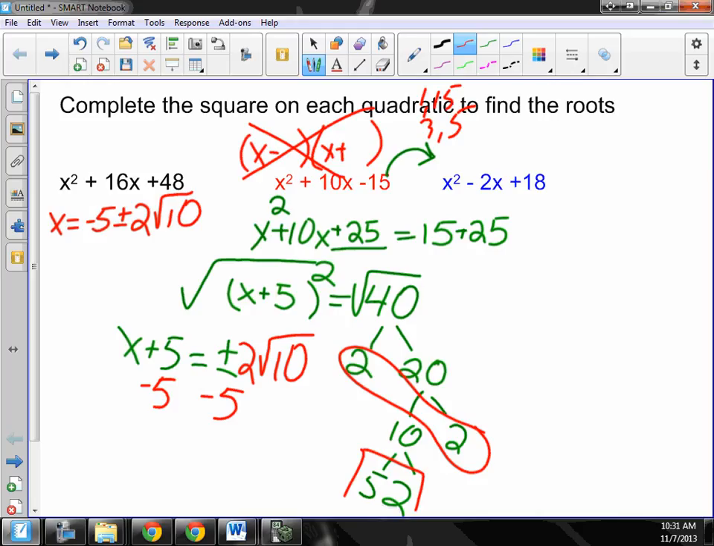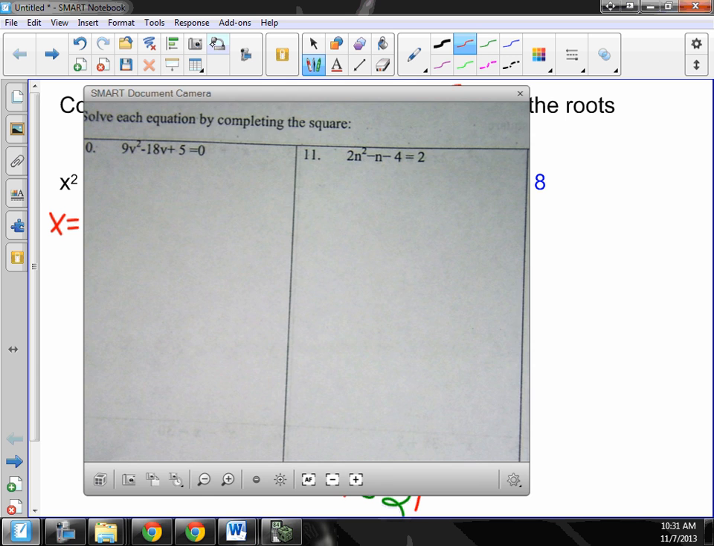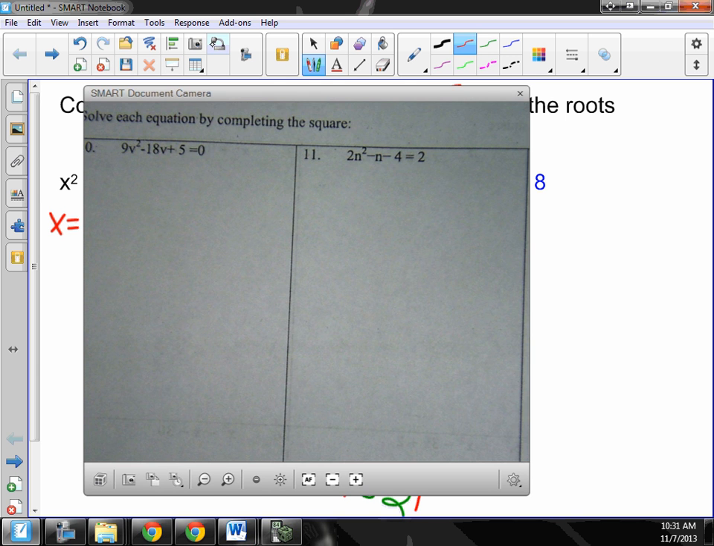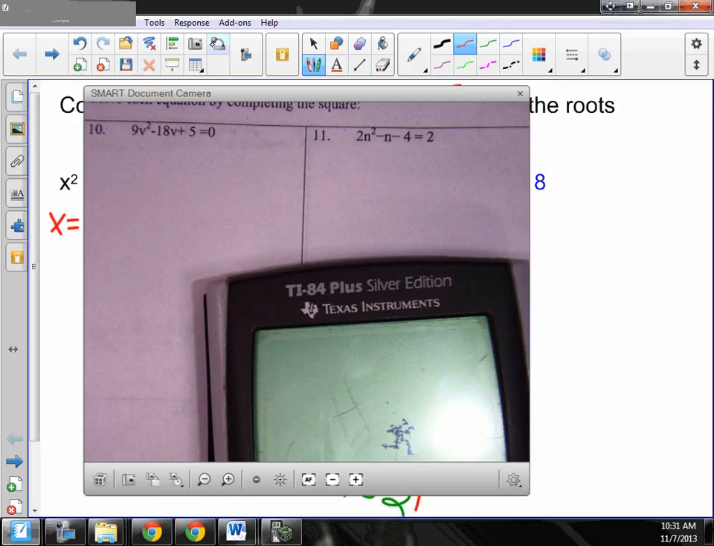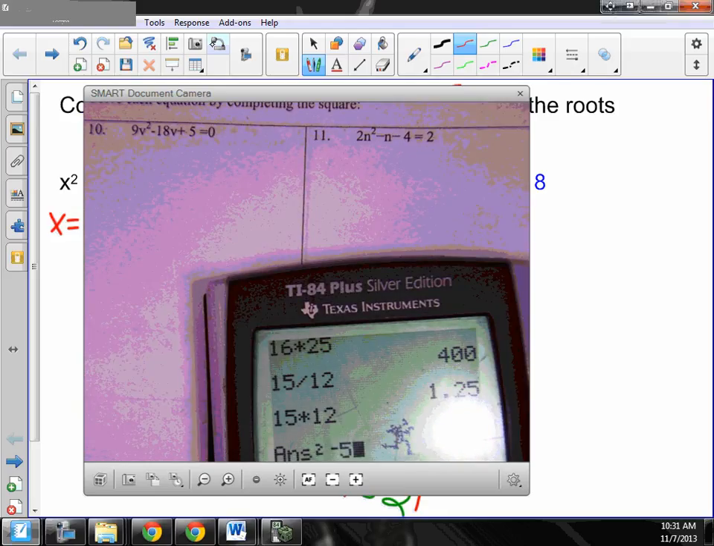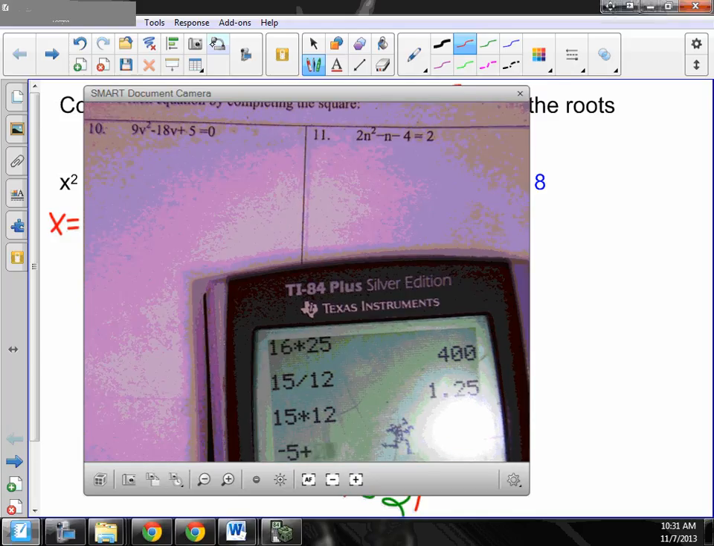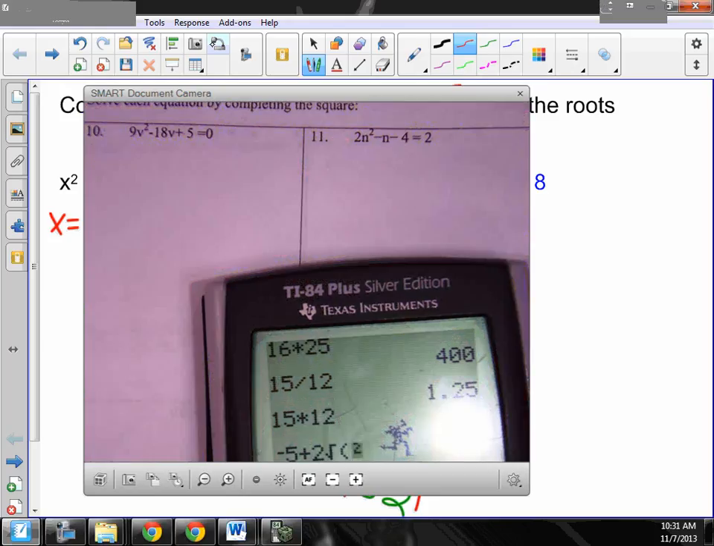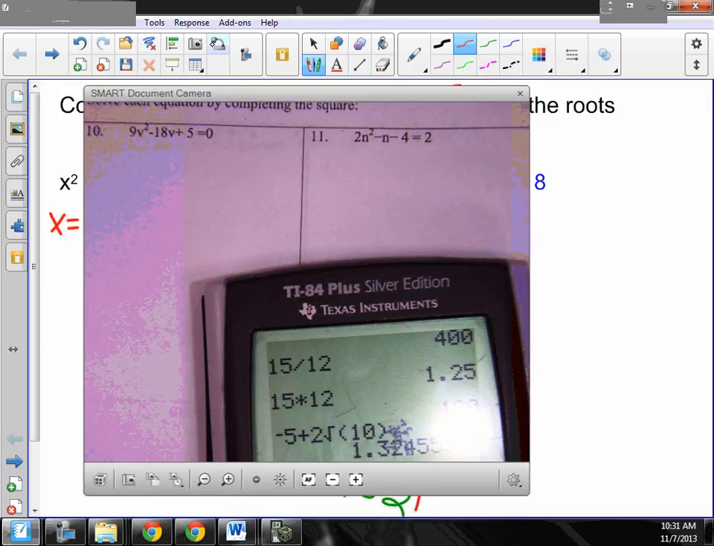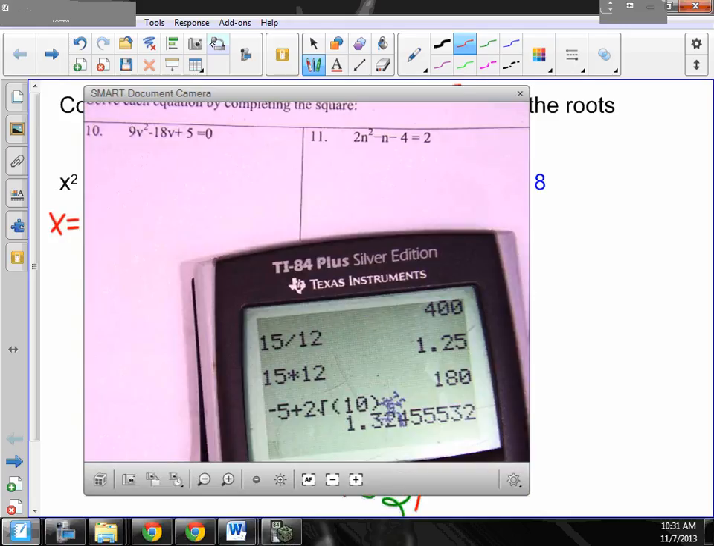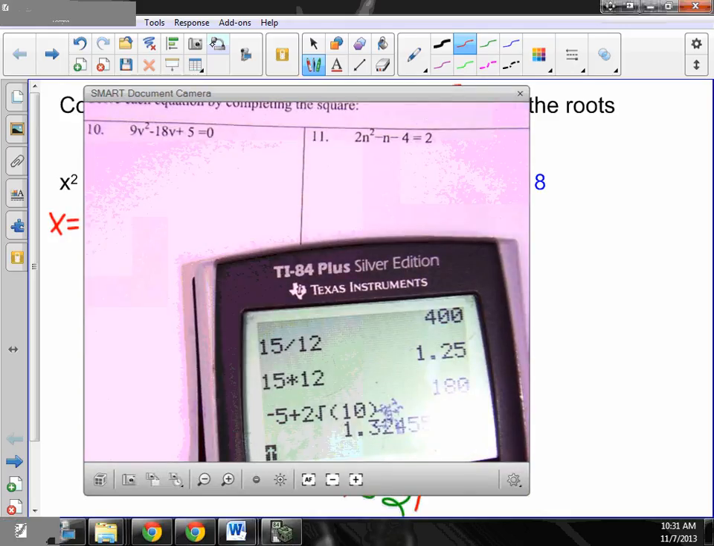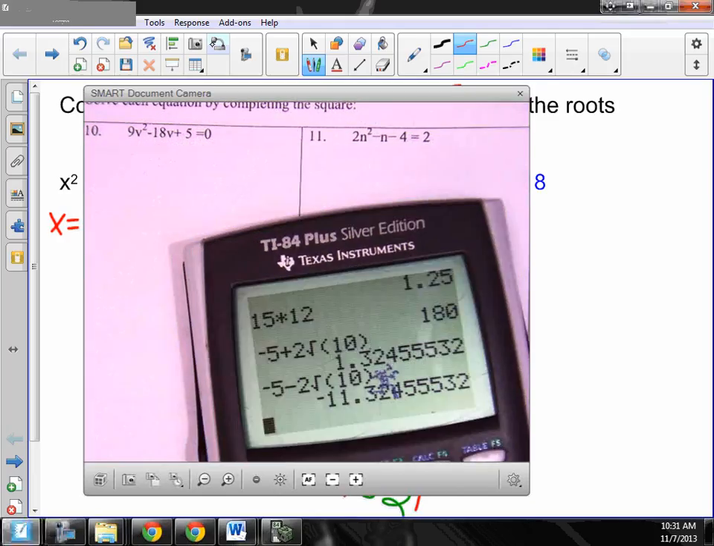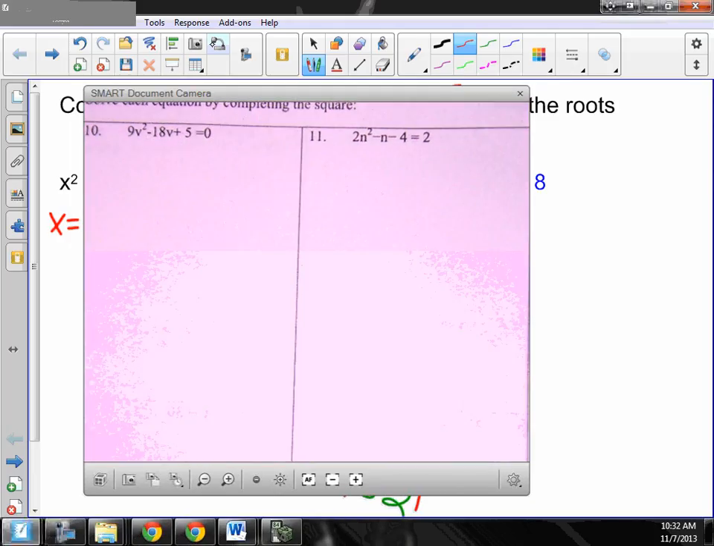And we could find the decimals for this. If you took your calculator and you typed in negative 5 plus 2 square root of 10. Oops. Sorry, 2 square roots of 10. So one of them is 1.32. And the other decimal would be negative 11.32. That's where that graph crosses the x-axis.